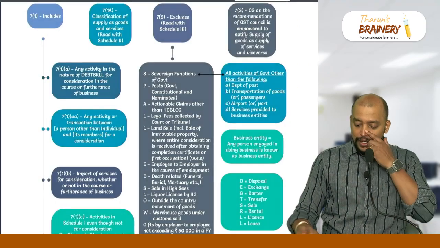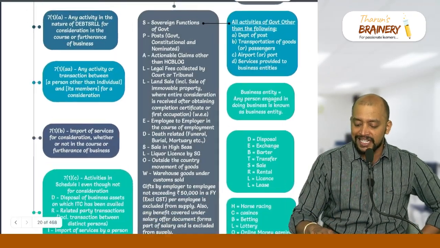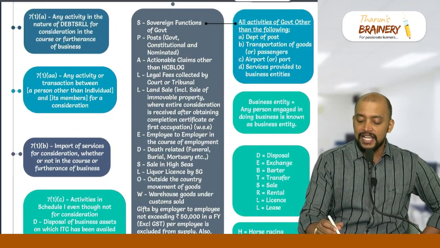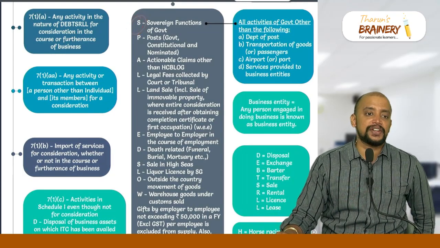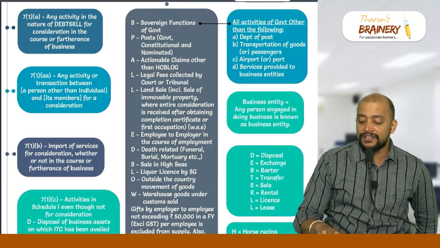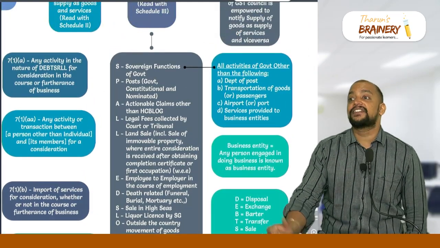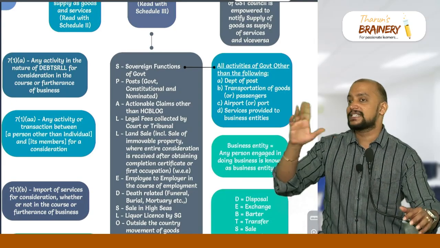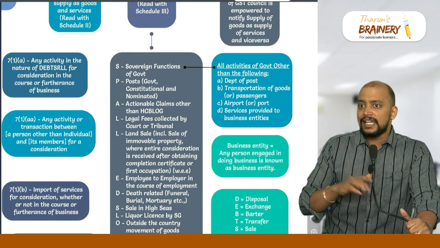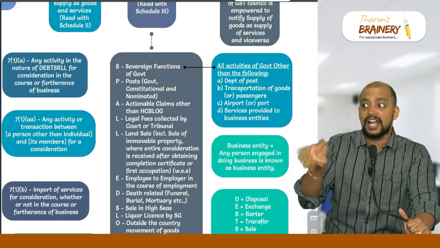Then, look into the activities. The list of activities you can remember with a keyword, SLOW. S for sovereign functions of government. See, these activities are excluded from supply. What are the activities of government which are covered under supply and excluded from supply? All activities of government are excluded from supply except 4. Means 4 activities are covered under supply.